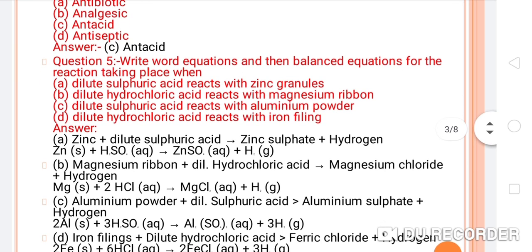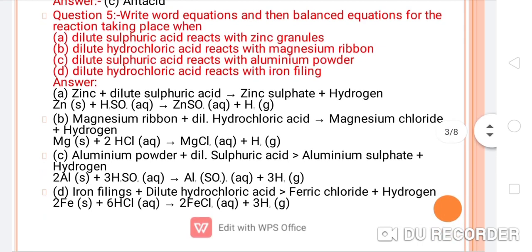Number first, dilute sulfuric acid reacts with zinc granules. Dilute hydrochloric acid reacts with magnesium ribbon. Dilute sulfuric acid reacts with magnesium powder, and dilute hydrochloric acid reacts with iron filings. So here, students, in all these reactions, the acid is interacting with the metal.